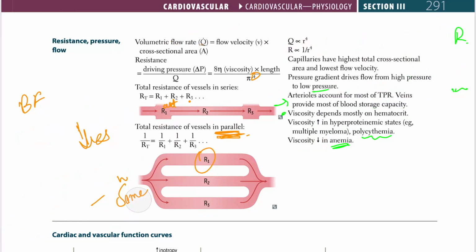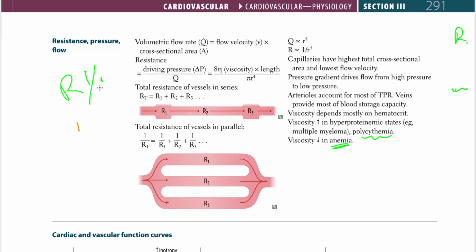Just to review, all you've got to know is one high yield point: resistance is inversely proportional to the radius. Arterioles account for the TPR. Veins account for the storage capacity, the capacitance vessels. And that's pretty much all.